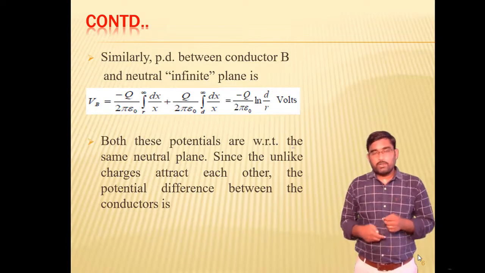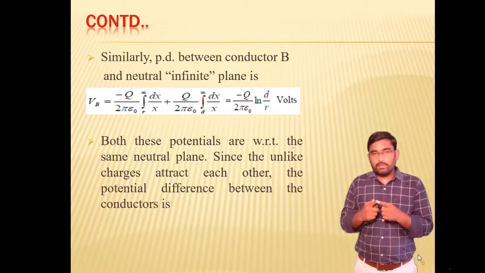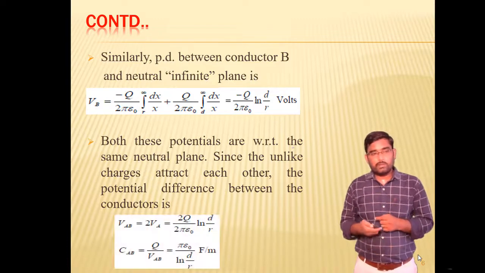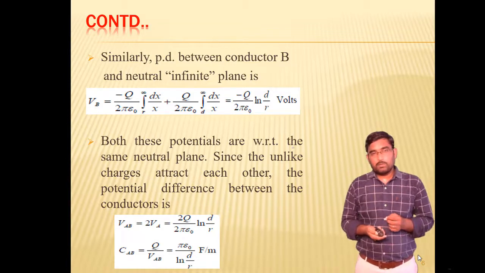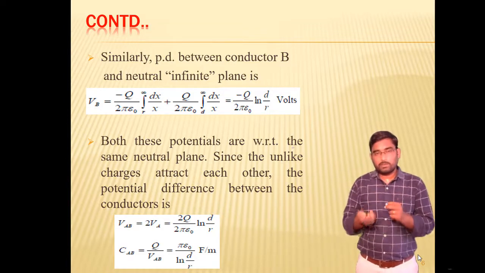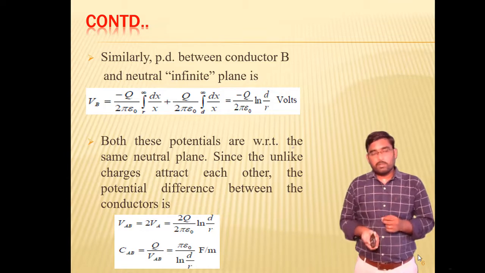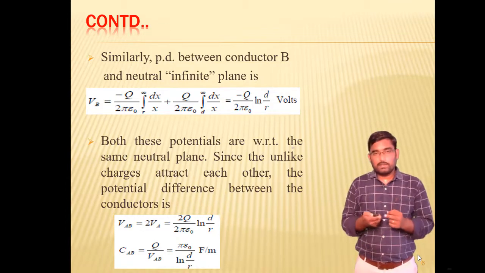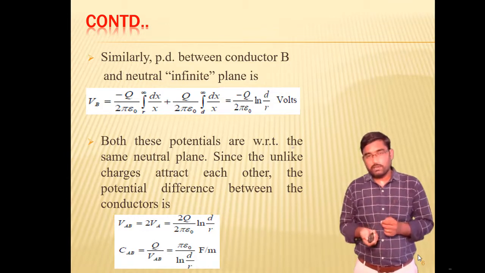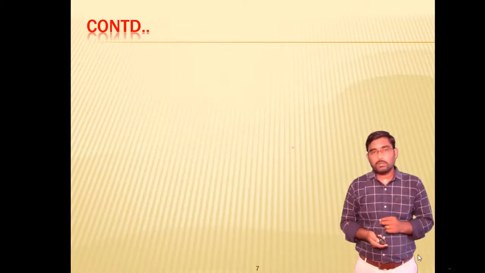d by r. So in order to get the potential difference between A and B, Vab equals Va minus Vb. It will be 2Va here. Now it is 2q by 2 pi epsilon naught ln of d by r. Now finally the capacitance will be charge per potential. So the charge gets cancelled, and it will be pi epsilon naught by ln of d by r. So this is said to be the line to line capacitance.